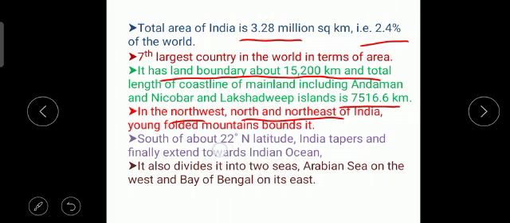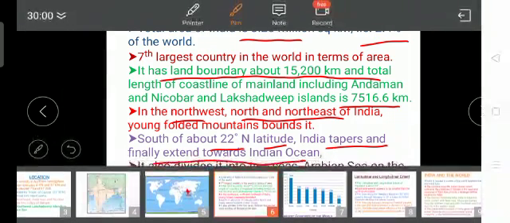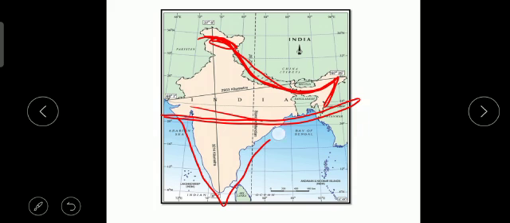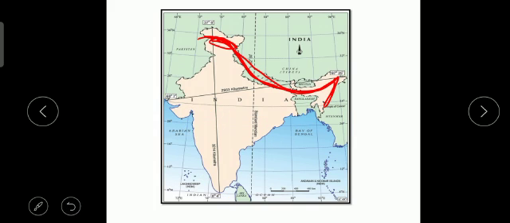South of about 22° north latitude, India tapers and finally extends toward the Indian Ocean. This is the 22° latitude. From 22° latitude, India starts tapering. Taper means becoming narrow. It becomes narrow and extends toward the Indian Ocean. It is India that divides the Indian Ocean into two seas, that is the Arabian Sea on the west and the Bay of Bengal in the east.